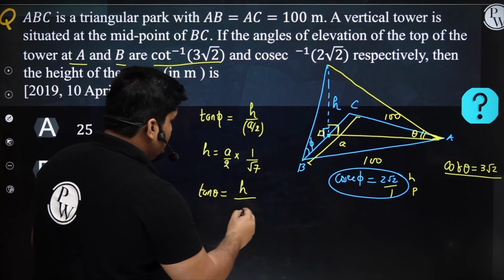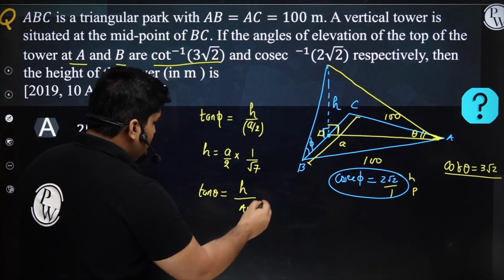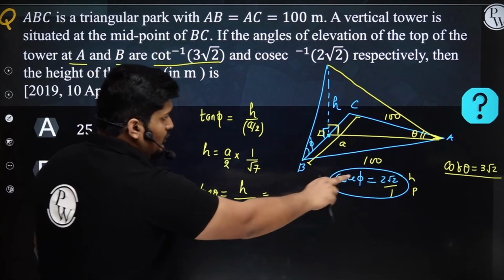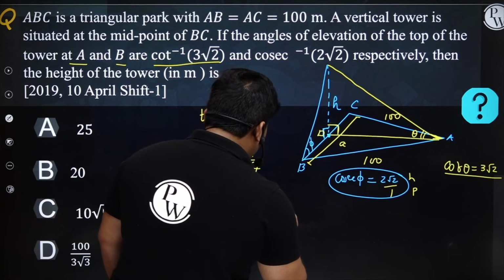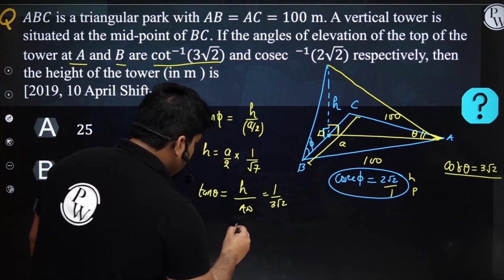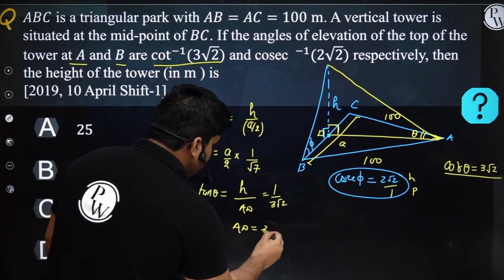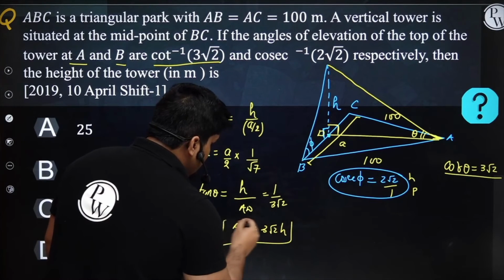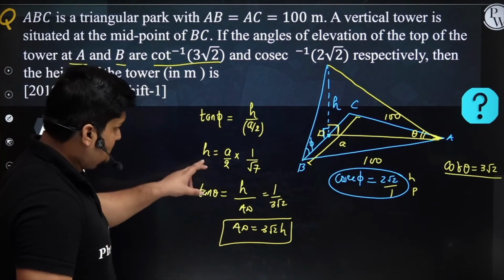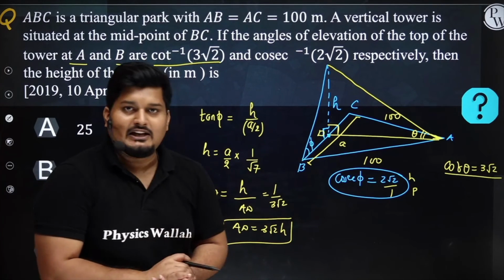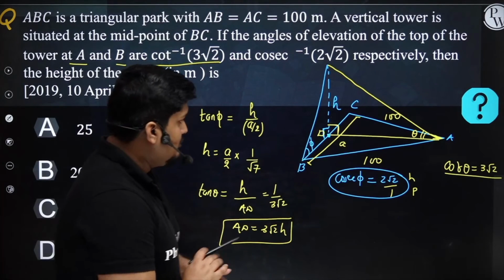H divided by AD. And what is that equal to? Tan theta. Cot theta is 3 root 2. So this is 1 upon 3 root 2. So length AD is 3 root 2 times H. Now how can we utilize these two pieces of information? We have AD length and we have A length known. How can we utilize it?